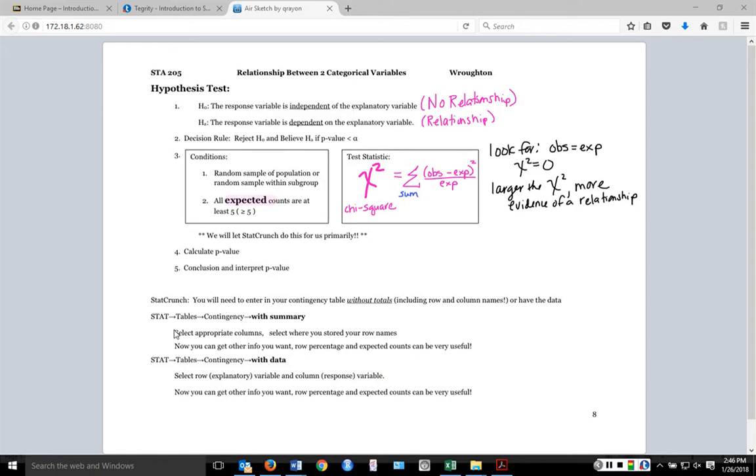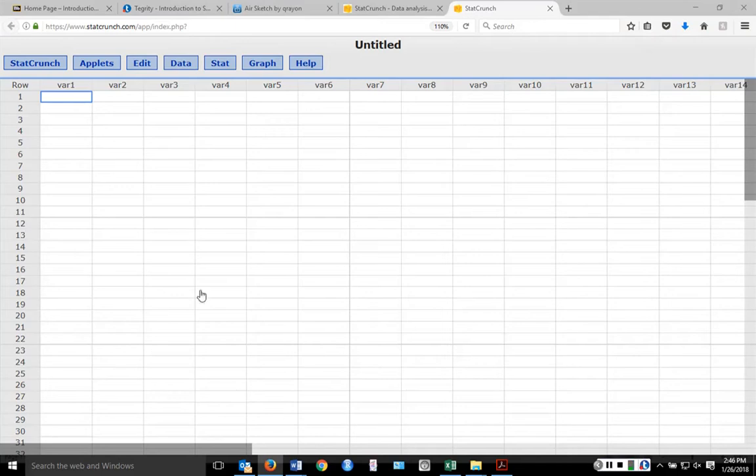There are 2 different ways we can have the data we want. We can have just a summary, or we can have the actual data. Once we're in StatCrunch, just having the summary means we just have the contingency table itself. So I'm just going to enter in our contingency table. And when we do this, we don't include the totals. StatCrunch can do all of that math for us here.